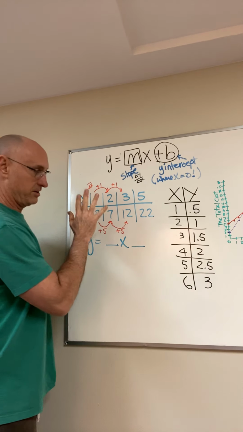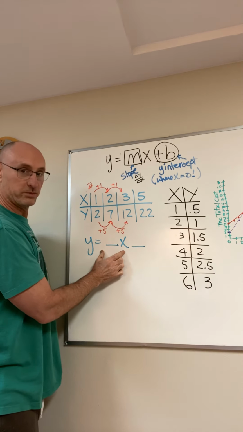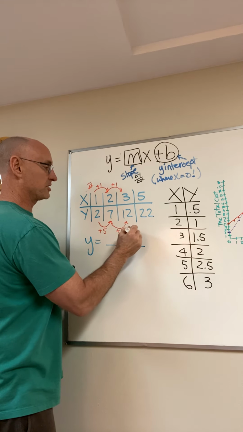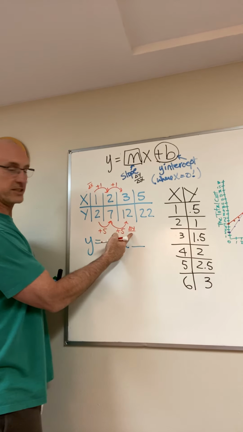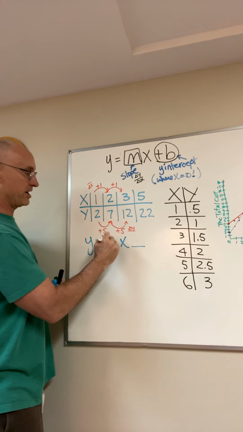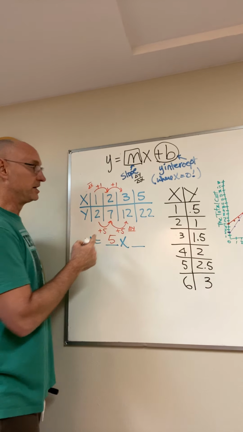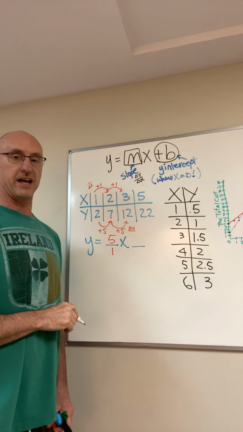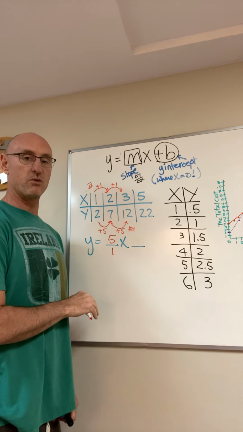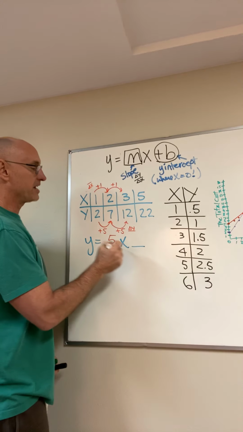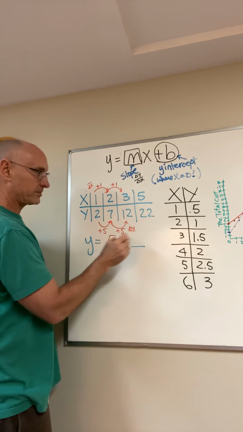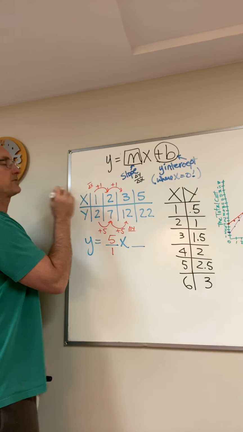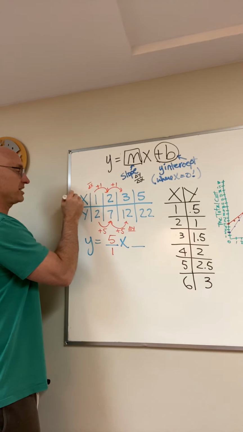Y equals, then we need the slope. This is our change in y, which is the top of slope, and that went up 5 each time. And then we need the change in x underneath, which was just 1. So y equals 5 over 1x, or 5x. And then the last part's a little tricky. We want to use the table to figure out what y is when x equals 0.